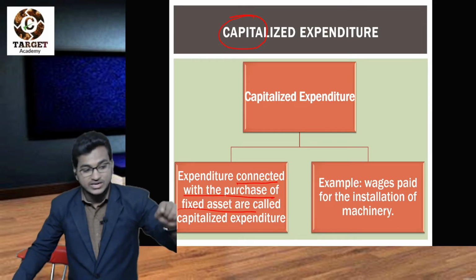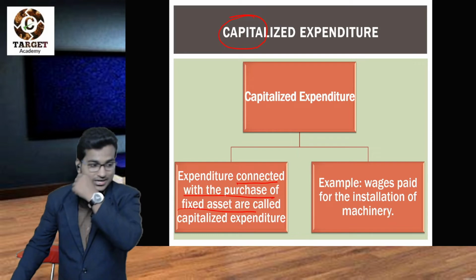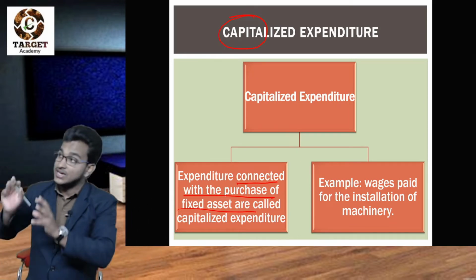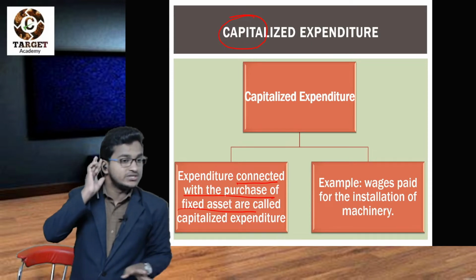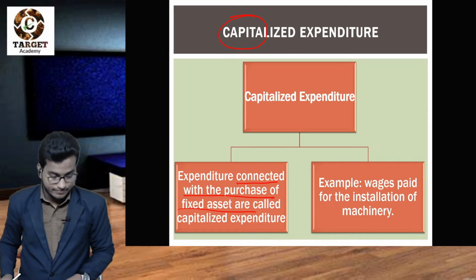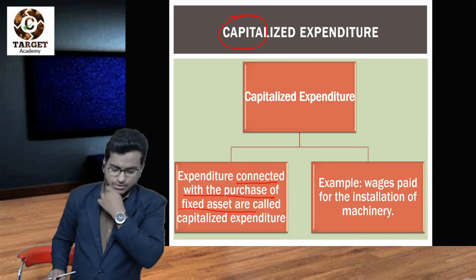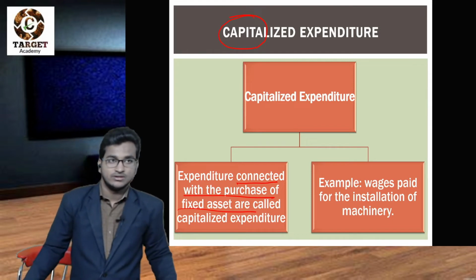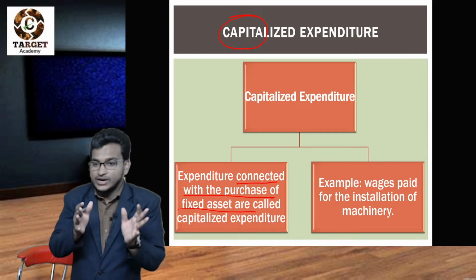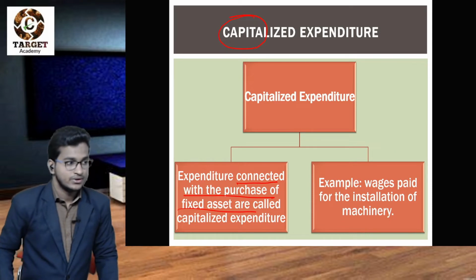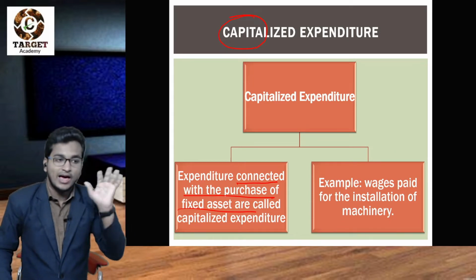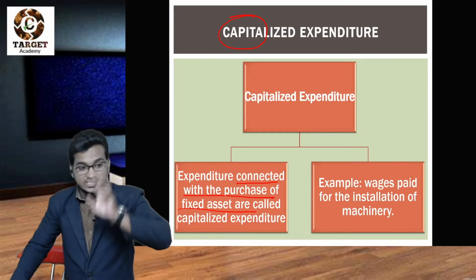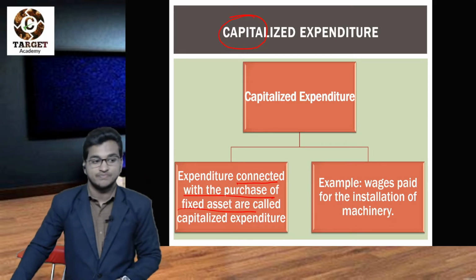If there is no AC, no installation cost. So whatever we incur for installation of that AC is called capital expenditure. Okay. If you take any example, let me take, if you purchased a machine. For erecting that machine, you need some expert. For that expert, you have to pay 1 lakh rupees fee.